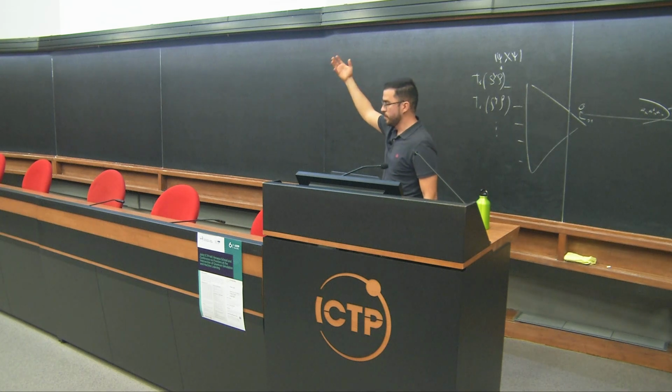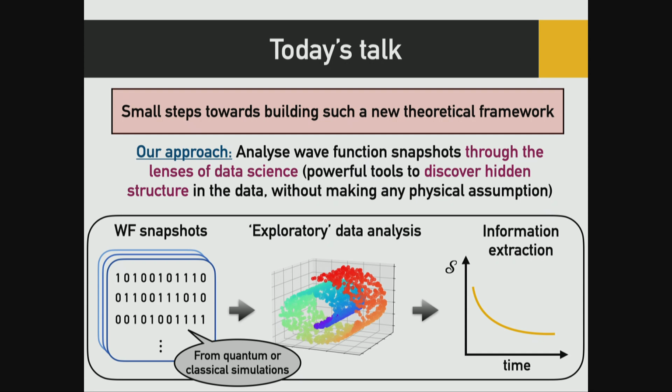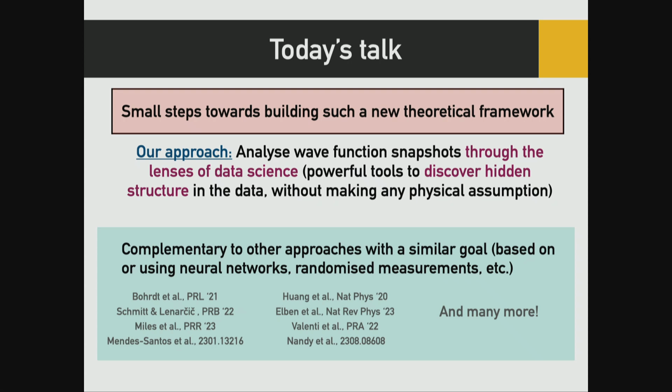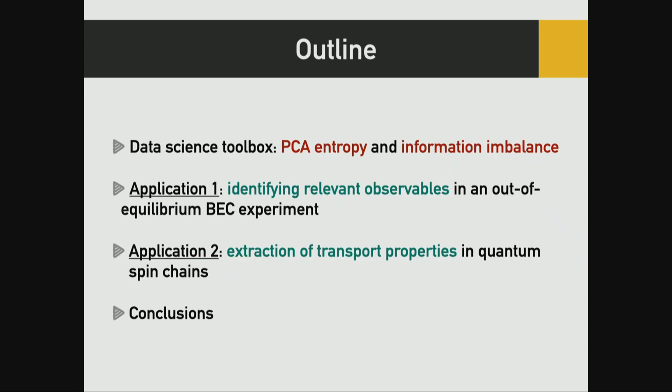As a second step, we will do what I call here exploratory data analysis, with the idea of discovering the hidden structure in the data without making any physical assumption. And hopefully, what you learn from it will allow you to say something about the physics of the system, which is the last step in this diagram. I should say that, of course, there are many works that, in a way, are complementary to the approach that I was showing you just now. And of course, I apologize if I didn't include all the relevant works in this respect.